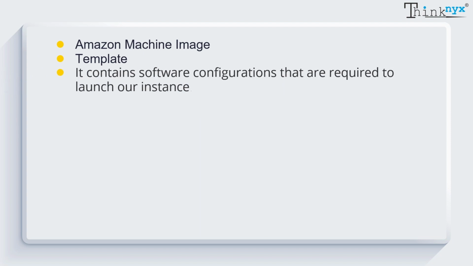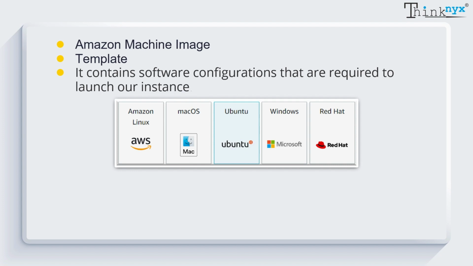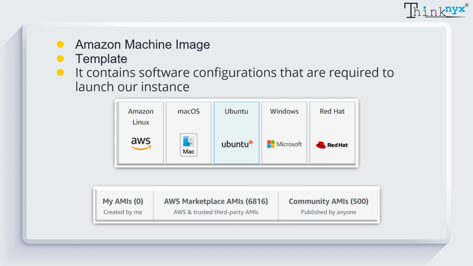Also, it is important to understand what an AMI is. AMI stands for Amazon Machine Image. An AMI is a template. It contains software configurations that are required to launch our EC2 instance. The configurations can be operating system, application server or applications. For example, we can choose operating systems like Mac OS, Ubuntu, Windows, etc. We have multiple options to select an AMI. Either we can select our own AMI or choose an AMI provided by the AWS Marketplace, which are verified by AWS, or we can choose from the community AMIs, but these are not verified by AWS.